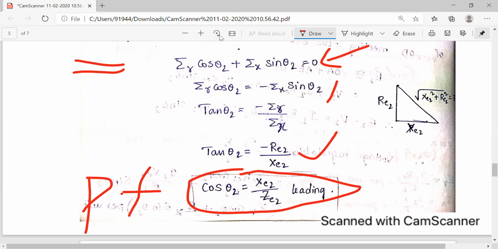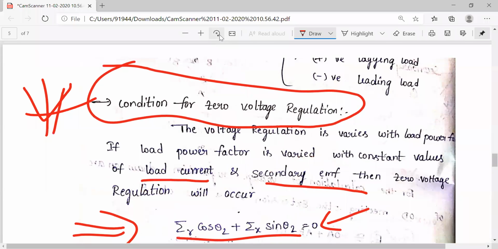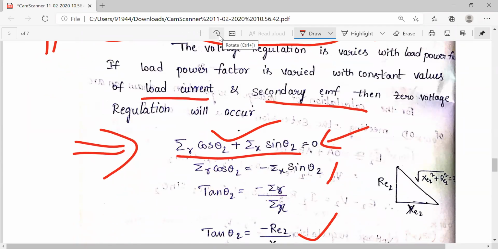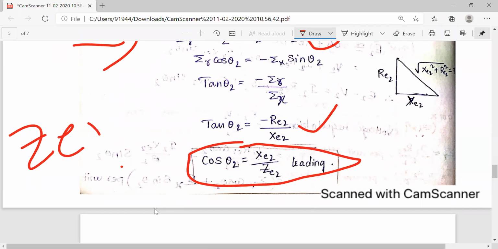Just simply put this equation equal to 0: voltage regulation equal to 0. So this is the condition for zero voltage regulation, very, very important. Just simply equate to 0 and calculate.